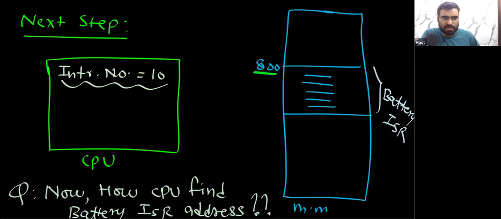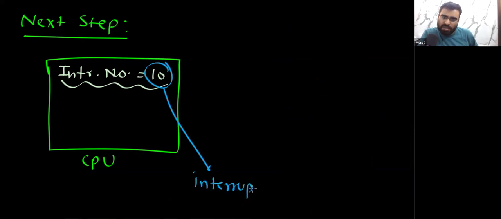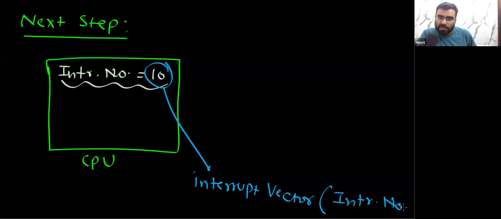Anyone want to suggest something? How will the CPU find the battery ISR address? See, the answer is very simple. There is an interrupt vector table. This number is called the interrupt vector, or you can call it the interrupt number.